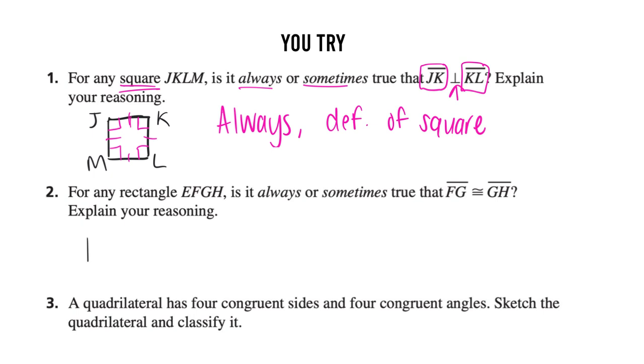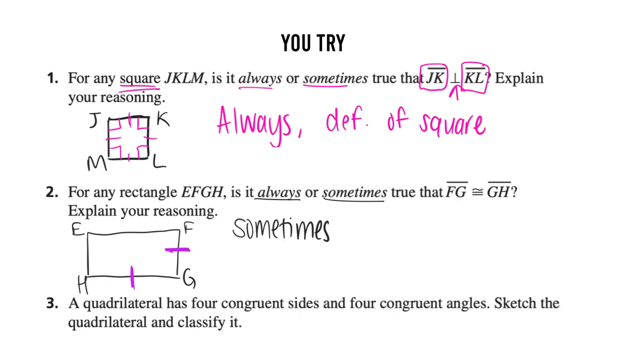The next one is about a rectangle. So let's make a rectangle, E, F, G, H. Is it always or sometimes true that FG, which is this side here, is congruent to GH? And we've already talked about this one on the other page, right? This is sometimes true. So those two sides are not necessarily going to be congruent, only if it's a square. So I'll say sometimes, if it's a square.